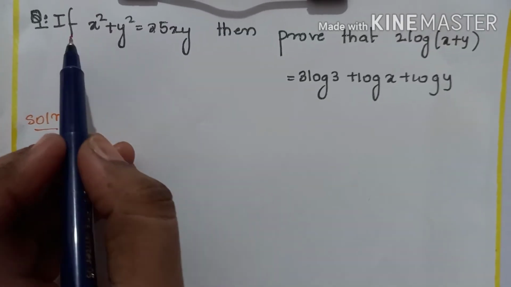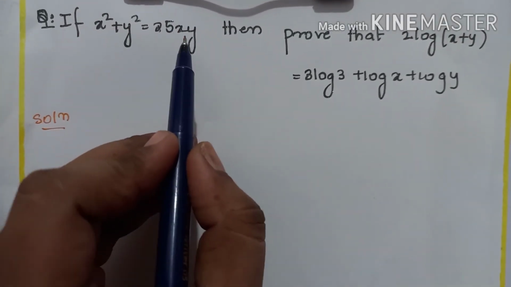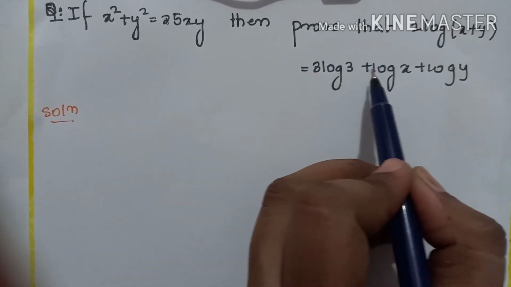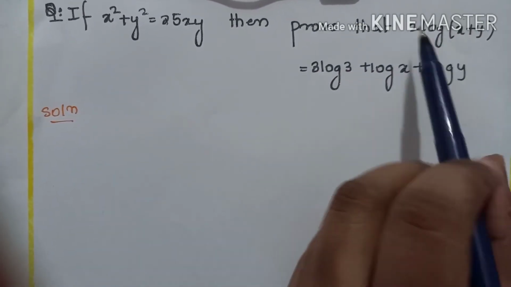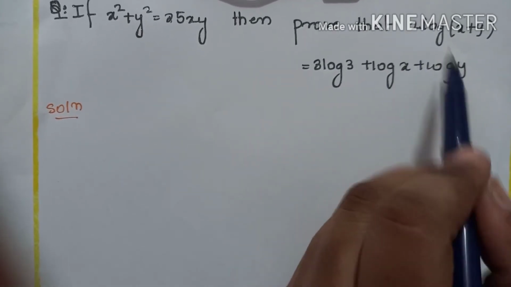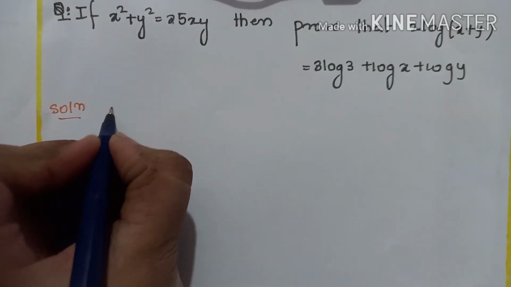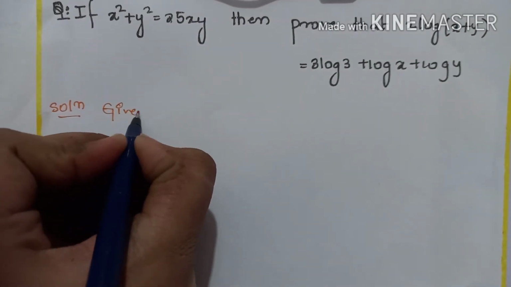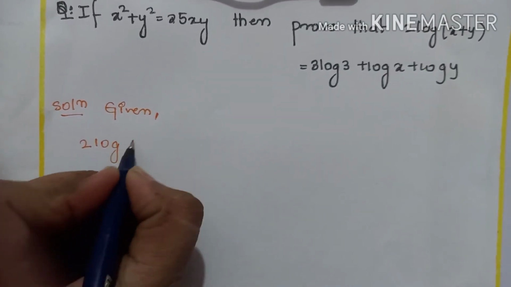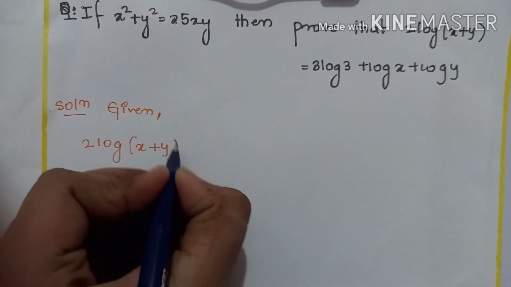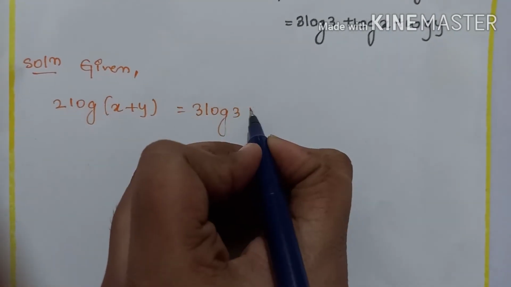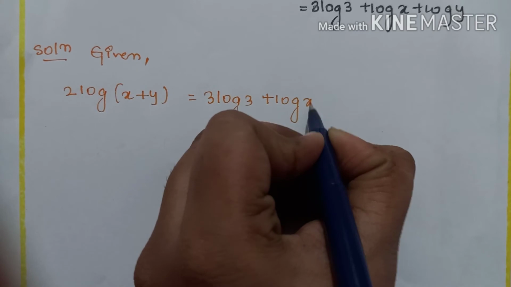Now here is the second question. If x square plus y square is equal to 25x, then prove that 2 log (x plus y) is equal to 3 log 3 plus log x plus log y. The same model I have solved in my previous video. If you want to check it out, check in the description box. So given, we have to prove from this 2 log (x plus y) is equal to 3 log 3 plus log x plus log y.